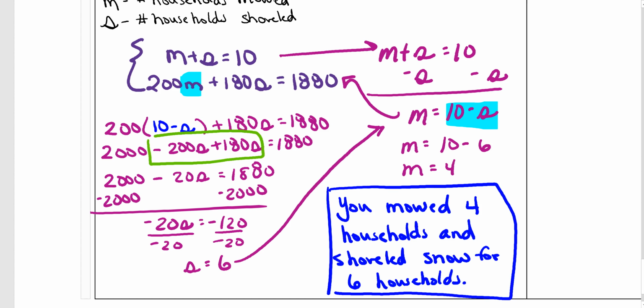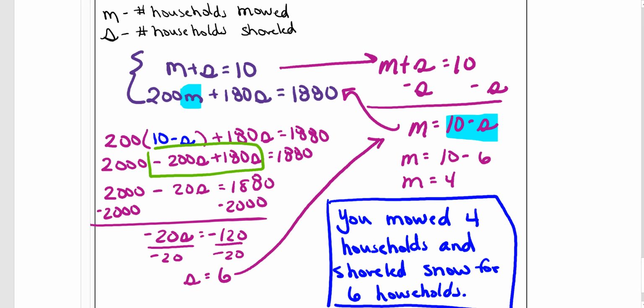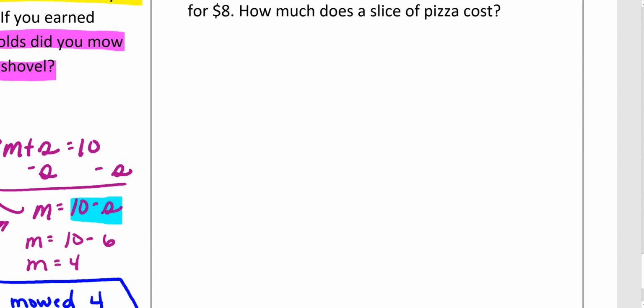Some little errors that you might have had is subtracting 2,000. If you tried to add it over, you would have gotten something kind of a crazy answer. And then you could have also solved for M or S, your choice here. Okay, so that is number 9. Let's go over to number 10.